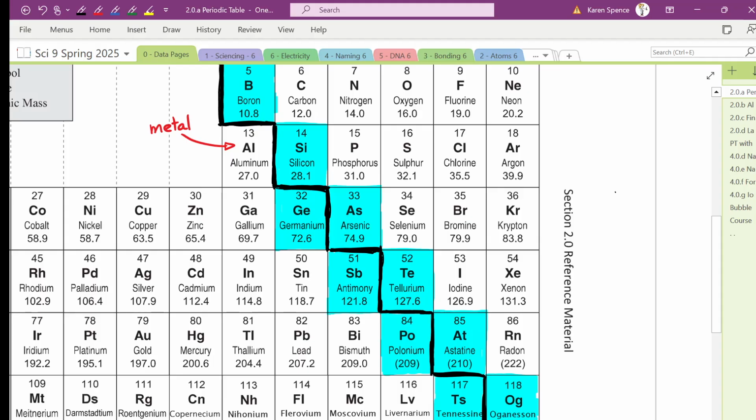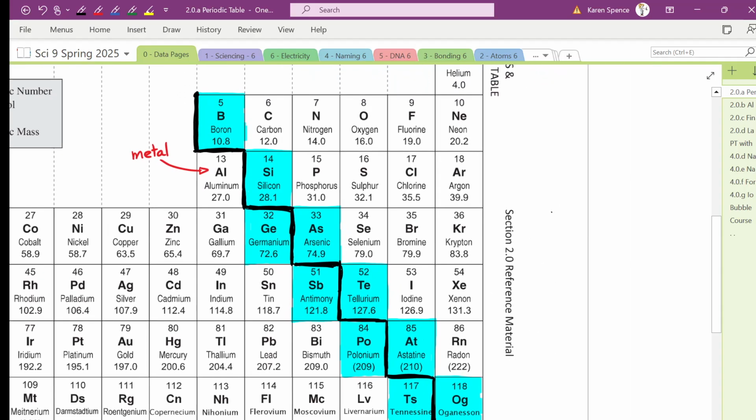And now if life were good, aluminum would also be a metalloid because then it would all follow the same pattern, but aluminum is not. Aluminum is a metal. Okay, so we don't shade aluminum.